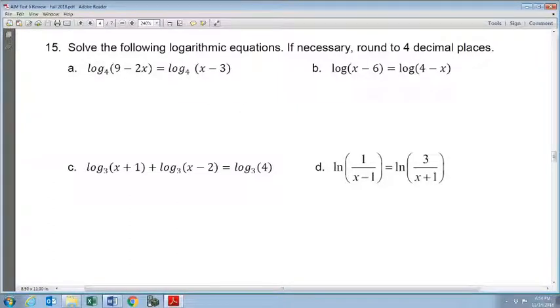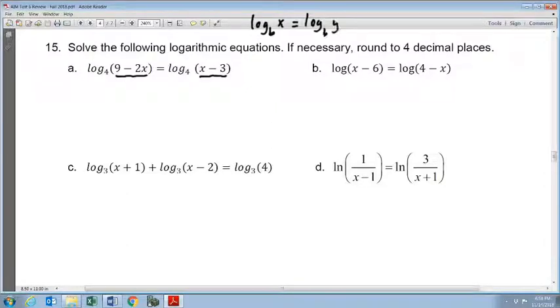All right, number 15 here, we're solving logarithmic equations. And this is the first of two types. So notice here we have log equals log. Anytime we have this situation, we're going to be able to set the inner parts equal, the 9 minus 2x and the x minus 3.